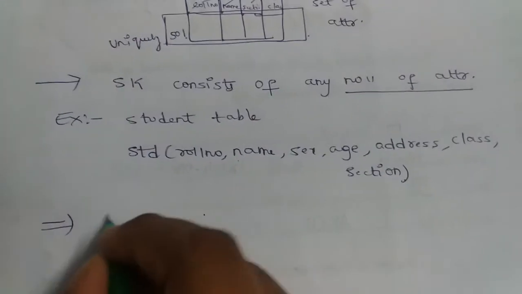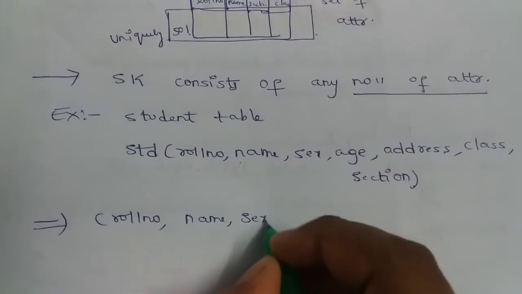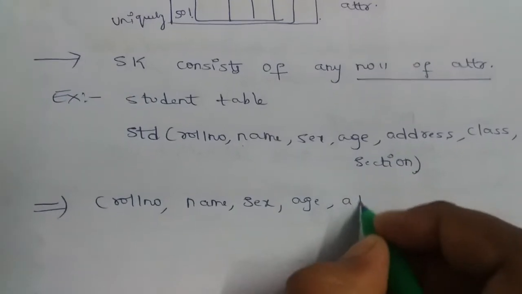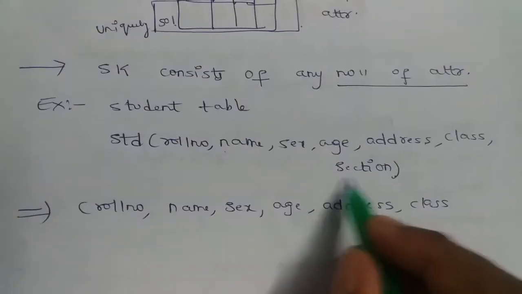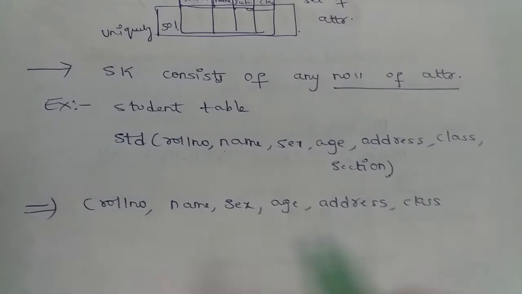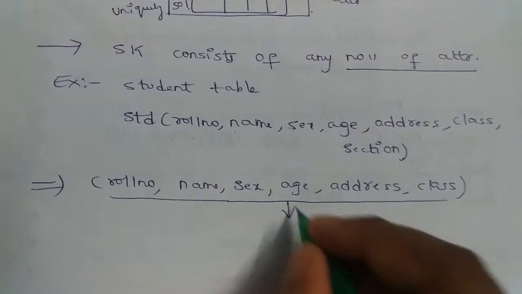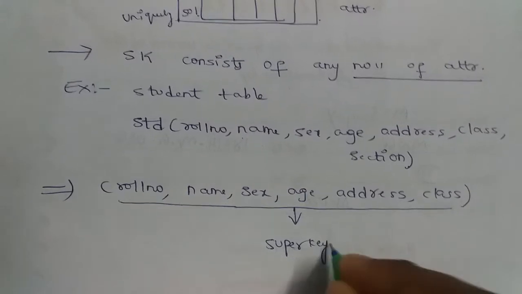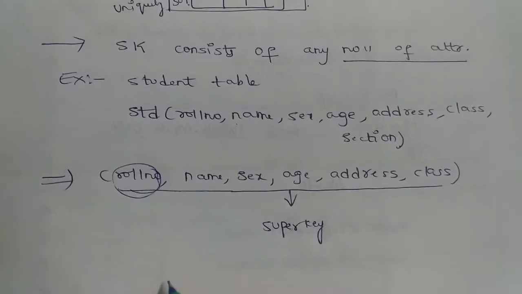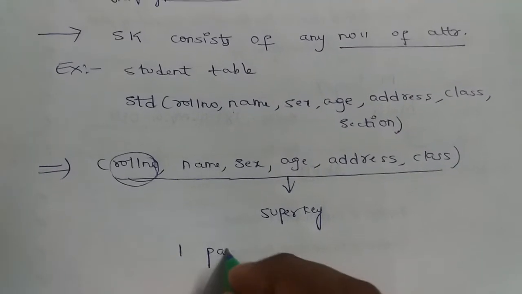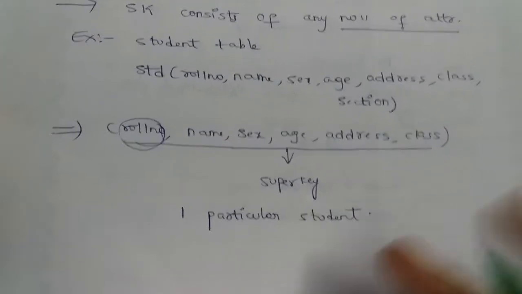First one: roll number, name, sex, age, address, class. I am not taking section. Why? Because this is also a super key. It is a set of attributes. By using roll number, I identify one particular student.